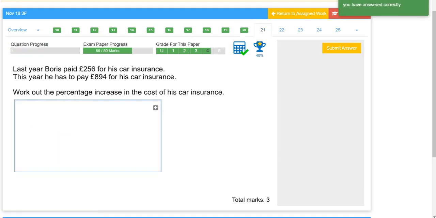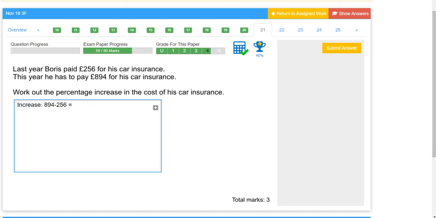Question 21. Last year, Boris paid £256 for his car insurance. This year, he has to pay this much more. Find the percentage increase. Well, first of all, what is my increase? My increase is 894, take away 256.